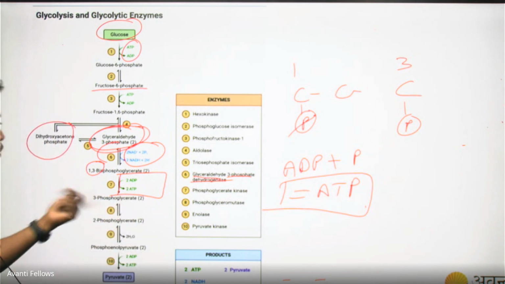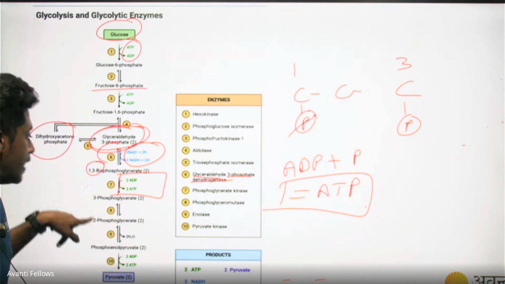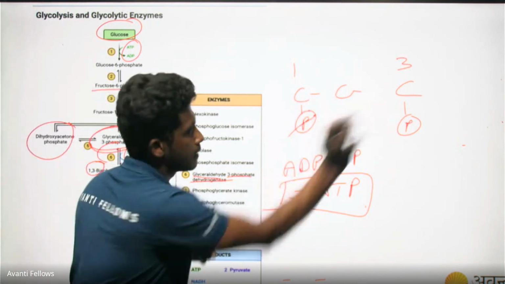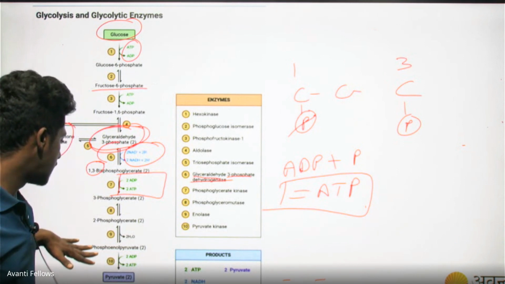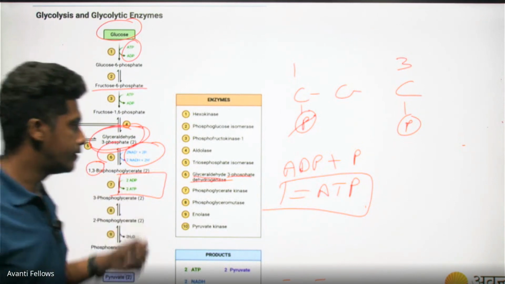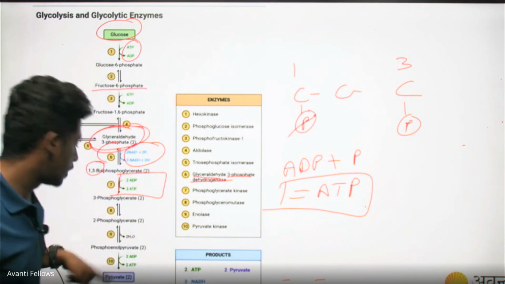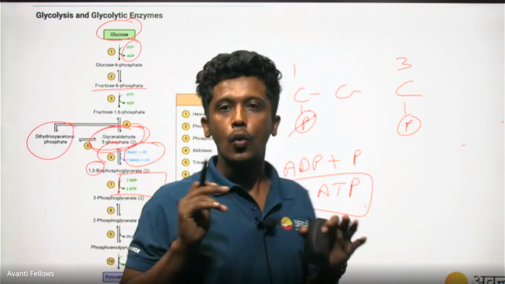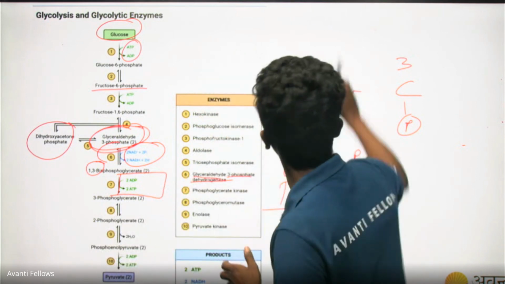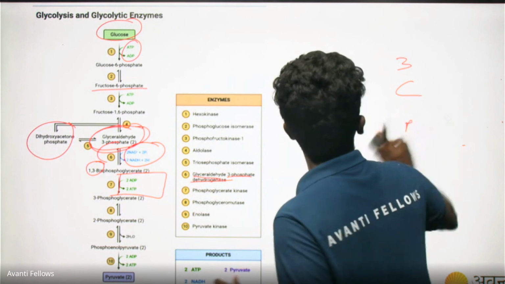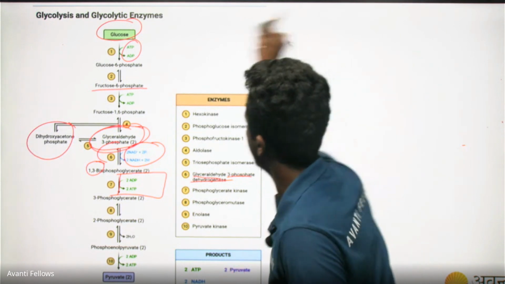All right, so next, what happens? 3-phosphoglycerate is converted to 2-phosphoglycerate. That means one more phosphate gets moved, and 2-phosphoglycerate will be converted into phosphoenol pyruvate, and eventually phosphoenol pyruvate will be converted into pyruvate. Now remember, hold on, let me make it clear for you.